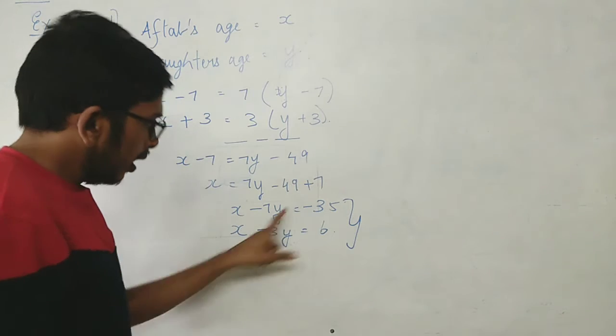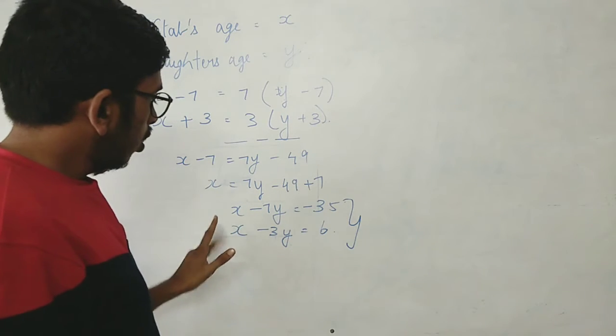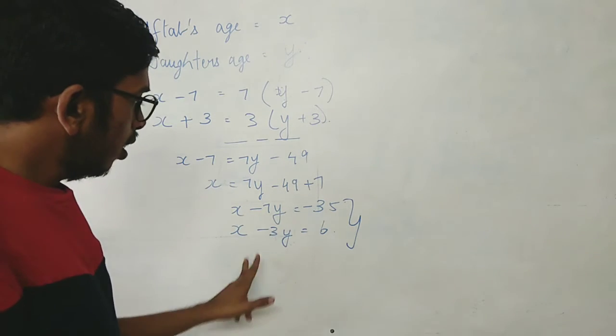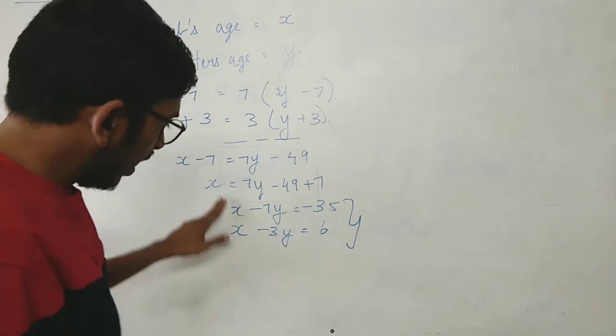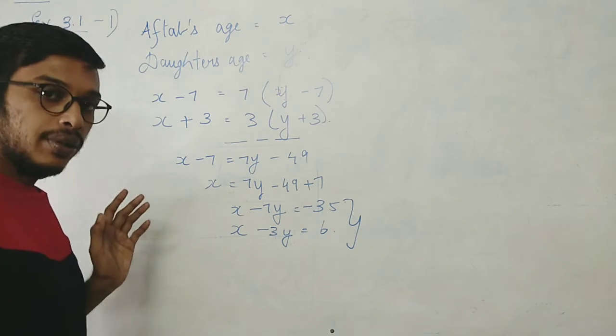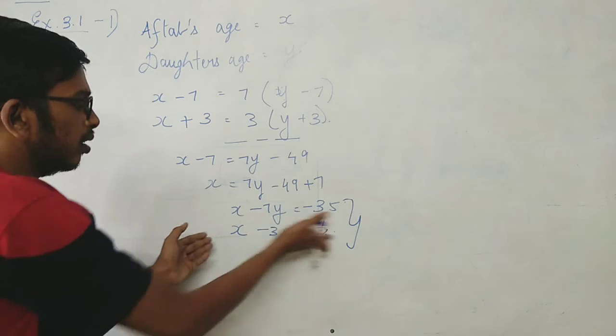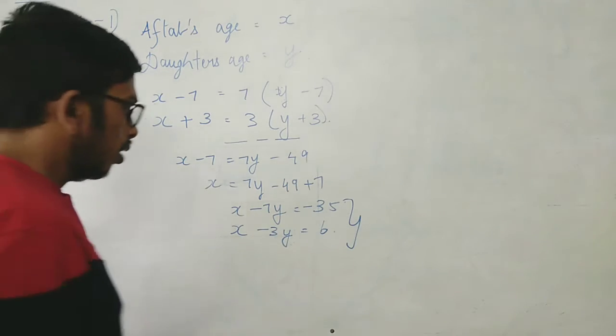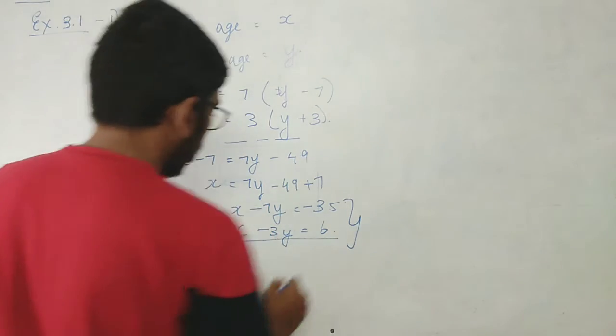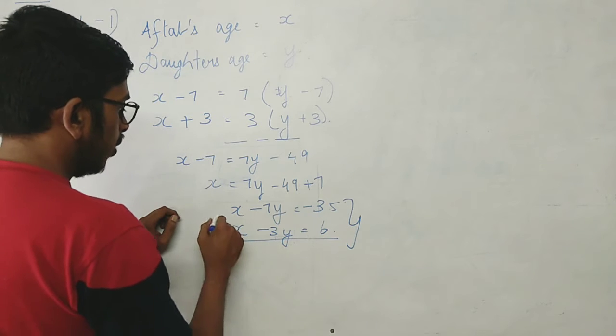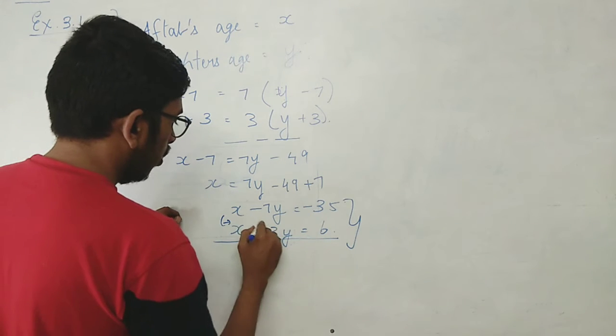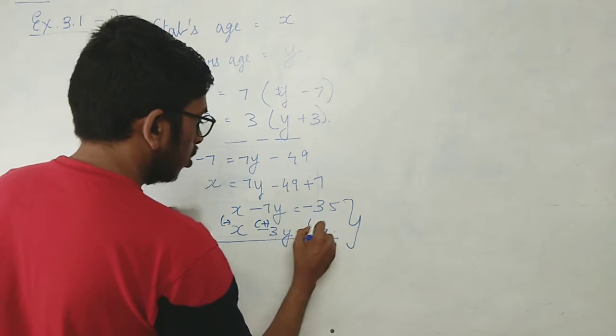Why? When I see these two equations, I see x and y, and the coefficient of x is the same in both equations. So what I can do is subtract this equation from this equation. Done, I'm doing it here itself. x minus x will become 0. I'm making this plus, this will be minus, this is plus, this is minus.